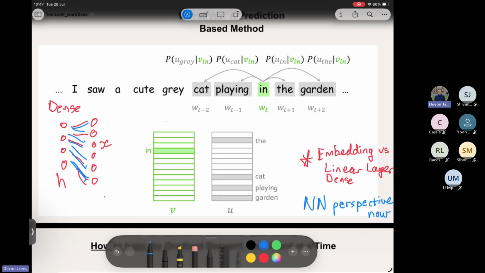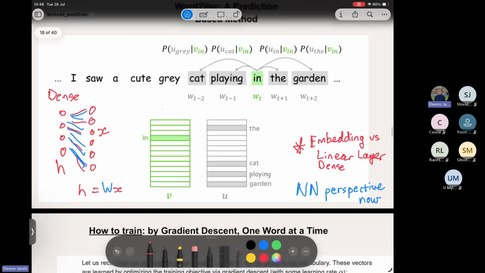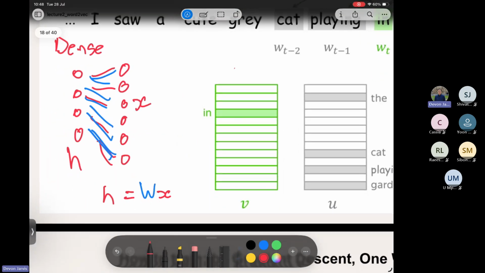Okay, and we had W times X is equal to H. Oh, we're all comfortable with what I just drew on the board, right? I don't want to assume everyone here knows machine learning, but we're all happy with what a linear layer is in a neural network. Cool.